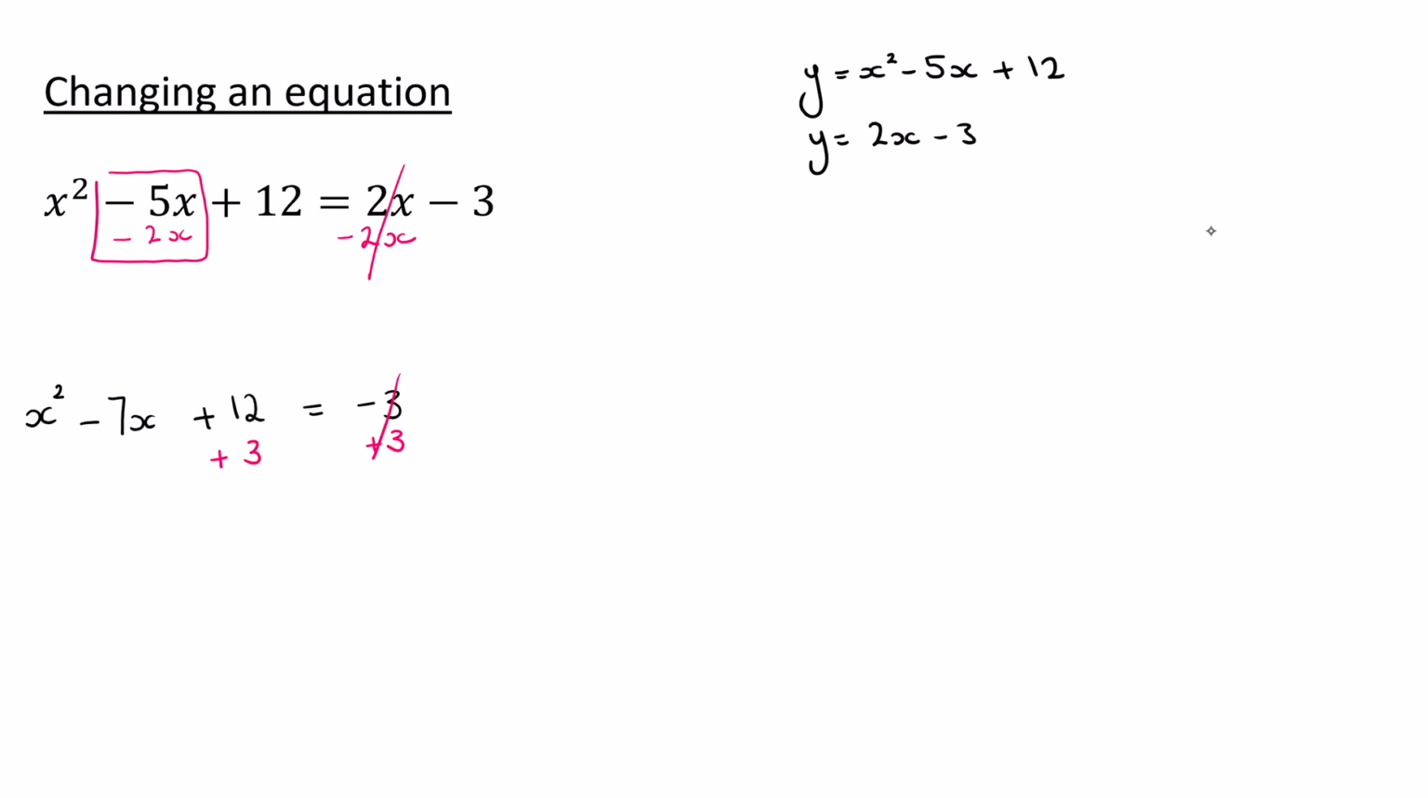And now I have an equation that looks like this: x squared minus 7x plus 15 equals 0. The first equation, the second equation, the third equation are exactly the same. They will give you identical solutions. I rearranged them, but I haven't actually changed anything fundamental, so they will give you the same solutions. Now let's have a look at an exam question and how this can be applied to it.